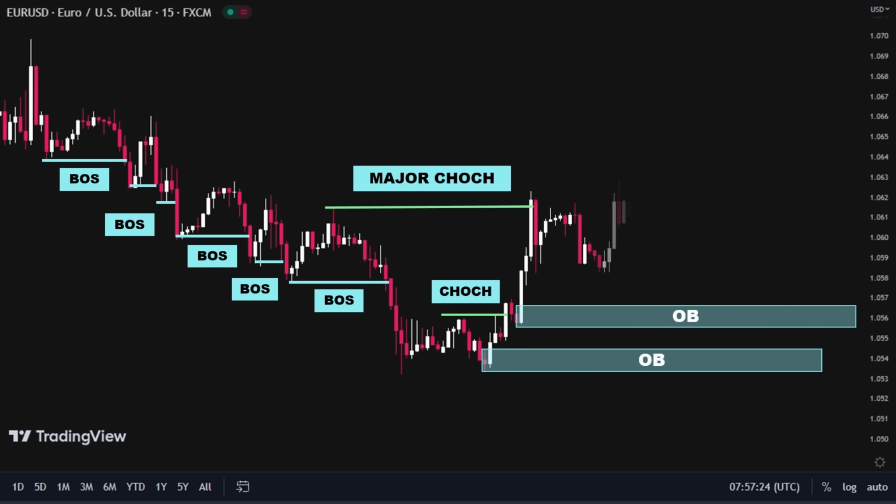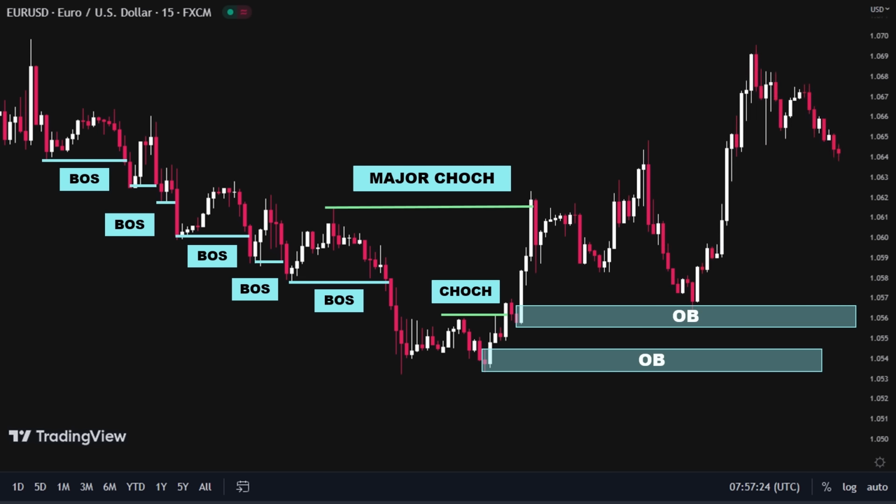So there is a crucial point that I want you to pay attention to. As you can see here, price has changed its direction to the opposite after creating a change of character. But did price respect the minor CHOCH's demand zone? Or did it respect the major CHOCH's demand zone? It is obvious that price did not respect the minor change of character's demand zone.